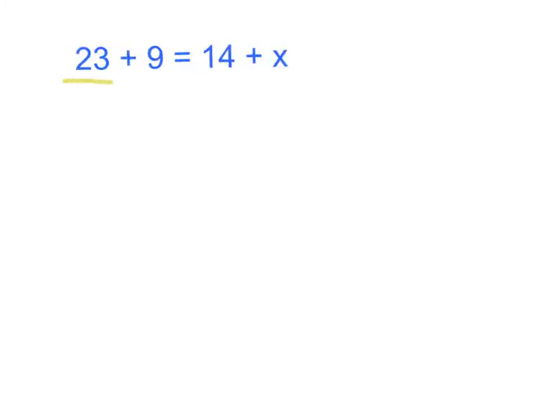In this case, it's going to be the left side, okay? I do not see an X. I do not see a box. I just see 2 whole numbers, 23 and 9. Okay, so we're going to solve that side. Go ahead. You should have gotten 32.